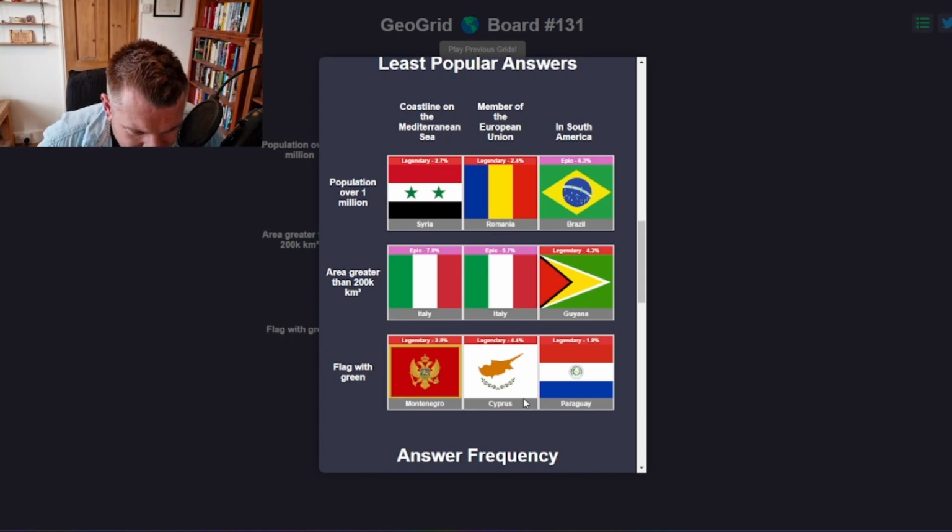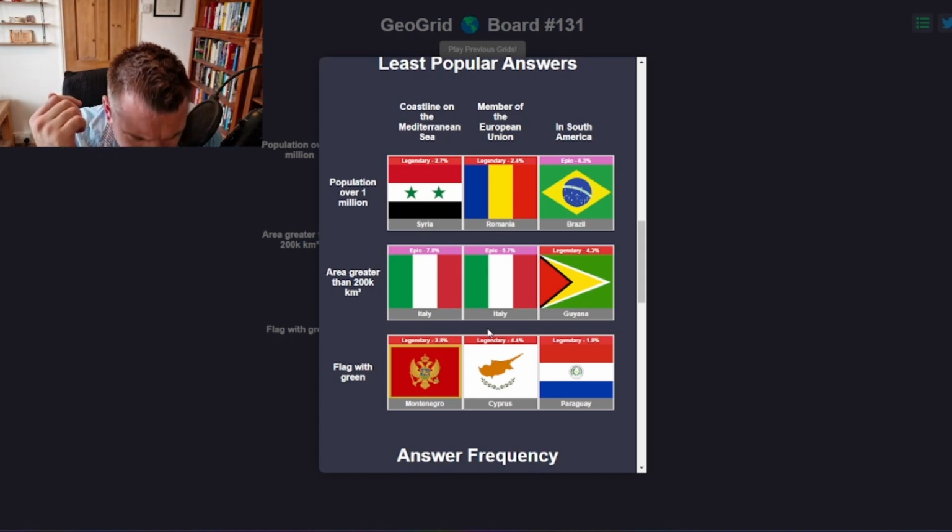Flag with green. Oh my god. Montenegro. What? It's there, look. It is. I don't even know if you can see it, but it is there. Just that little bit at the bottom there. That is one I'm keeping in my back pocket. I love these little snippets that you find out from places. It's like, was it Dominica that has purple in it with the parrot. But green on the Montenegrin flag, I would have never known that.